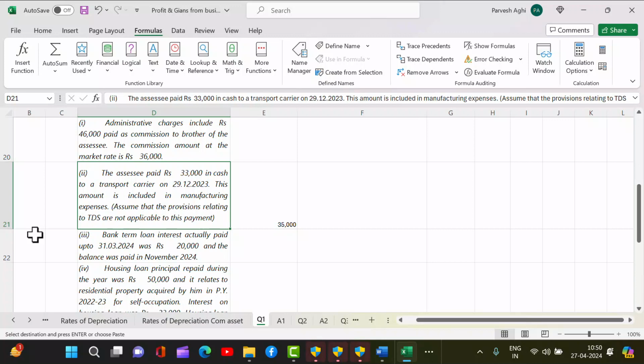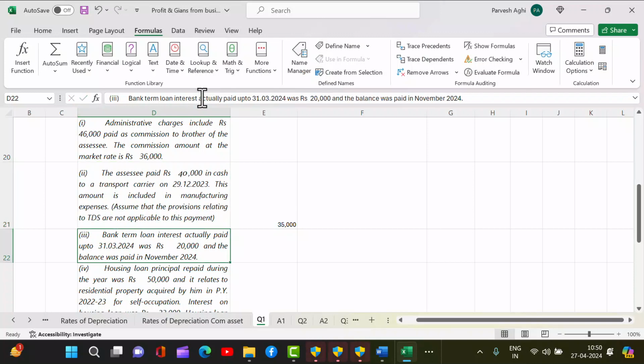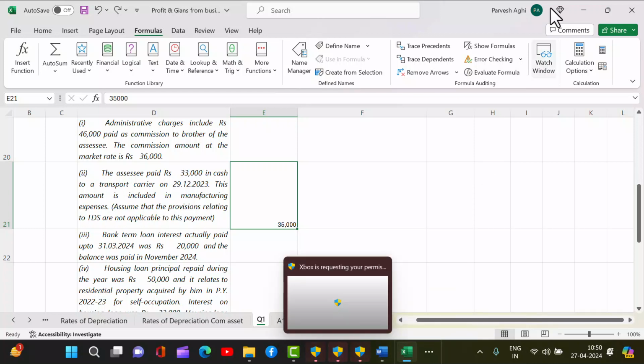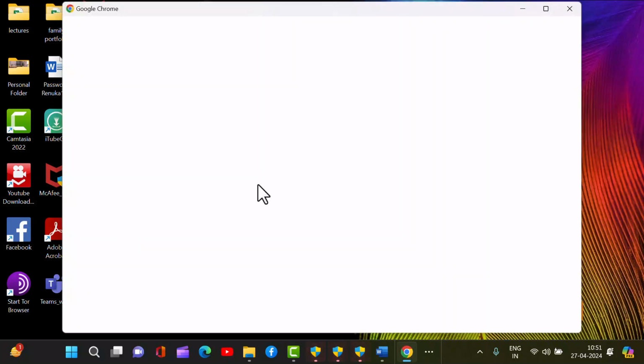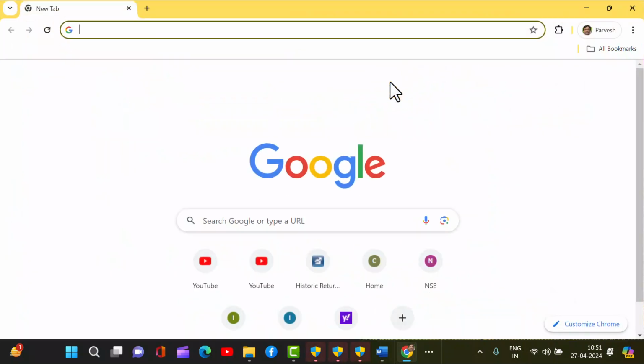So this information is not needed. But suppose this figure was, for example, 40,000, in that case what will happen? 5,000 would have been added? No, the entire 40,000 will be disallowed. If it is 40,000, you can pay only up to 35,000, but for a single transaction, if you are paying 40,000, the entire money will be disallowed. So the entire 40,000 will be added. This is the rule, but I don't know whether there is any court rule which says that you can allow this, but we need to check that.